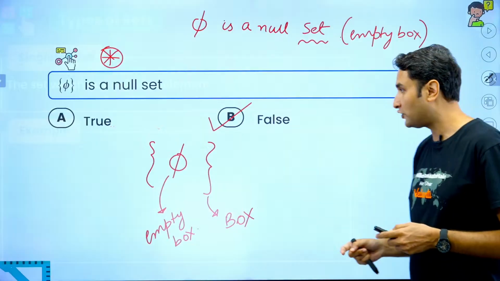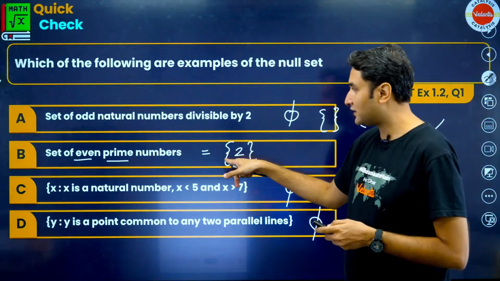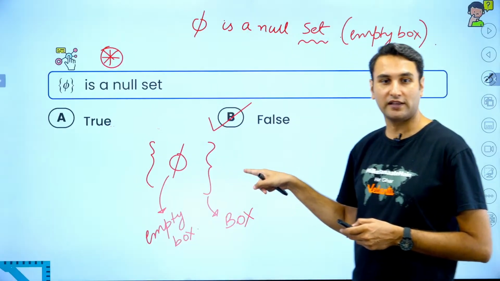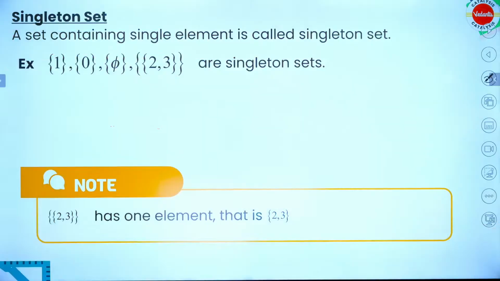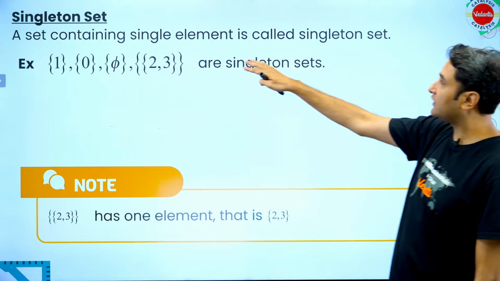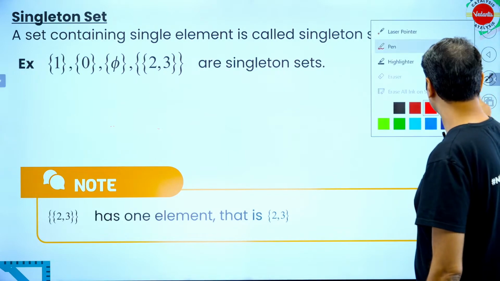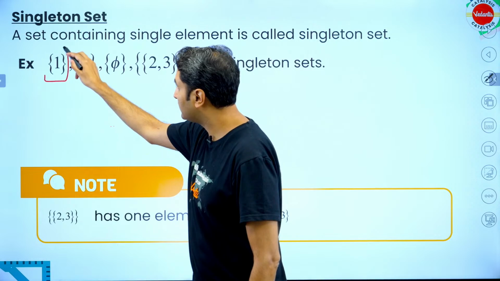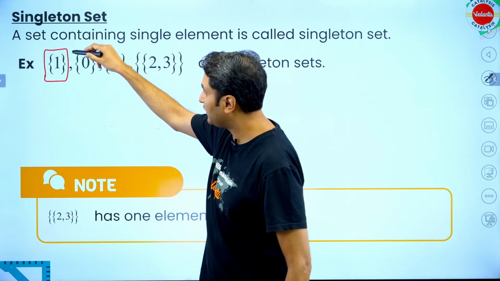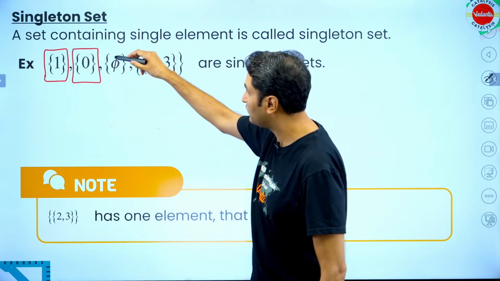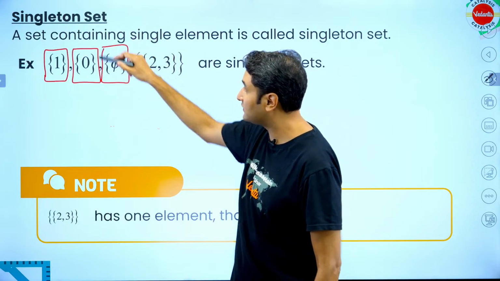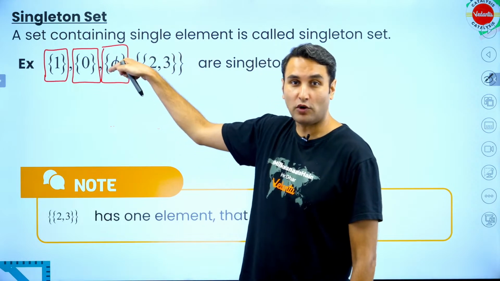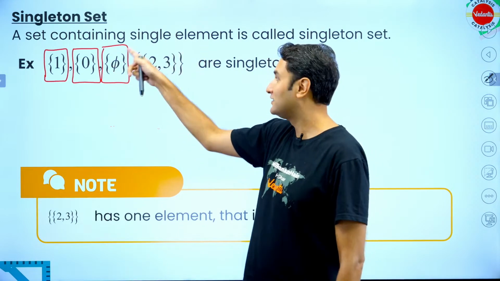set, right? For example, this is a singleton set. The set of even prime numbers, a singleton set. This is a numerical example of it. Got it? Cool. So look at some more examples. A set containing a single element is called the singleton set. See, this is a singleton set with the element 1 in it, a singleton set with the element 0 in it. This is also a singleton set with one empty box inside it, one element inside it, right?